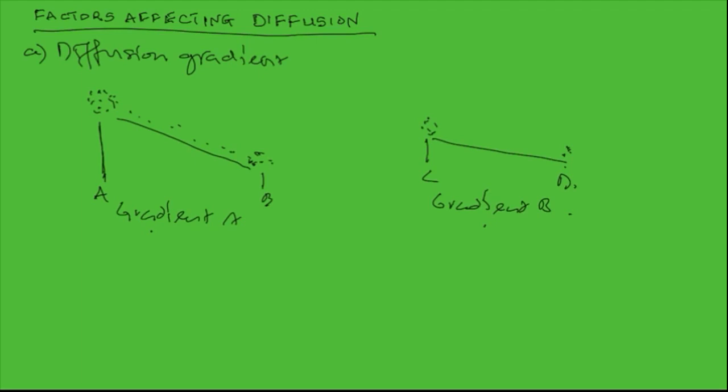So in this particular case, particles will be moving at a faster rate from region A to B than from region C to D. The second factor that affects the rate of diffusion is temperature. The higher the temperature, the higher the rate of diffusion, because an increase in temperature increases the kinetic energy of particles, thus making the particles move faster from region of high concentration to region of low concentration.